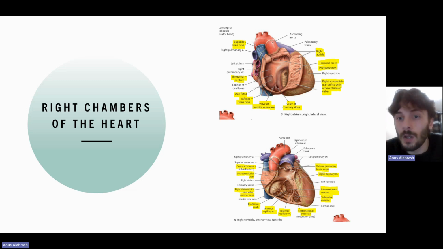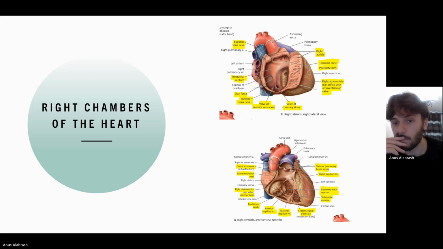Okay, so that was the inflow portion, or the inflow tract. Then we have the outflow portion, also known as the conus arteriosus. As you can see, the trabeculae carneae is where you have all the muscles, and it's not a smooth surface. However, the conus arteriosus, where the arrow points, has a smooth surface.